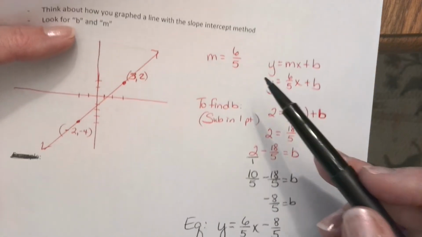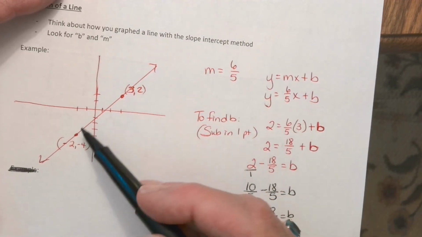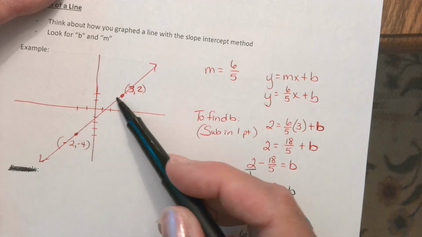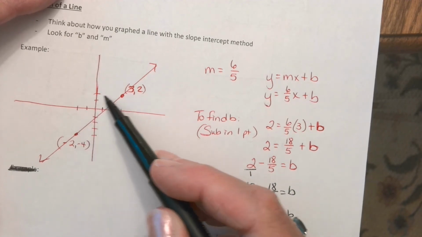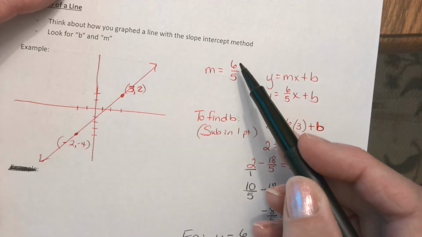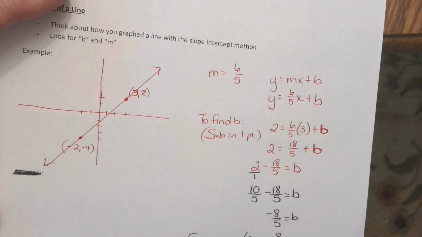Now, how did we get the m if they didn't give it to us? We can get it from a diagram by counting rise over run. So starting at this point and counting up, you get 6, and counting to the right, you get 5. Rise over run, that's slope. So you can get it from the diagram, or they might give it to you.